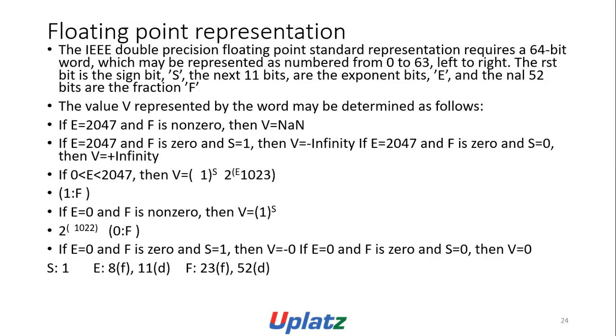If E is greater than 0 and less than 2047, then V is equal to (-1) power S times 2 power (E minus 1023) times (1.F). If E is equal to 0 and F is non-zero, then V is equal to (-1) power S times 2 power (-1022) times (0.F). If E is equal to 0 and F is 0 and S is 1, then V is equal to minus 0. If E is equal to 0, F is 0 and S is 0, V is equal to 0. S is 1 bit, E is 11 bits, F is 52 bits.